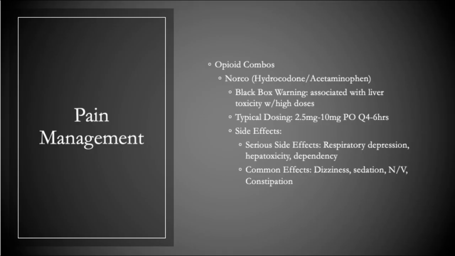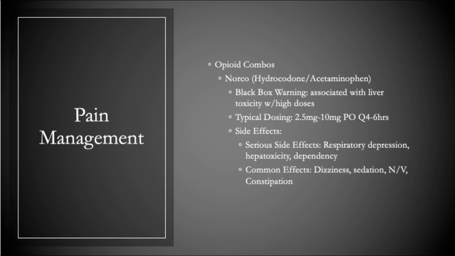Okay, so this slide and the next slide, I want to talk about some common opioid combos that you'll see. I know you guys have probably seen Norco a lot, and that's hydrocodone and acetaminophen. Black box warning: it's associated with liver toxicity with high doses, and that's because of the acetaminophen. So we want to be really careful. We do not prescribe this in people that have any sort of liver cancer. I really am careful even with GI, just any GI cancer. So just keep that in mind.